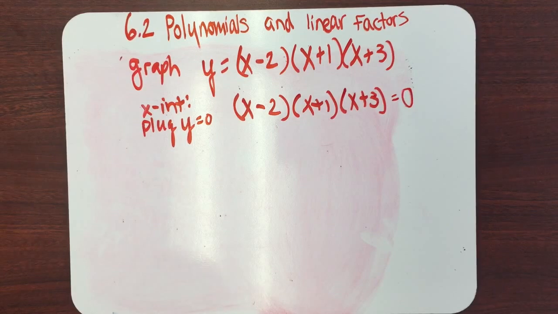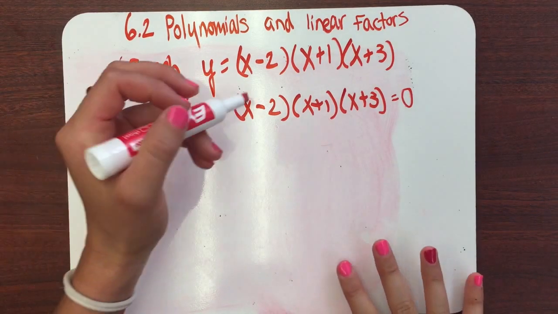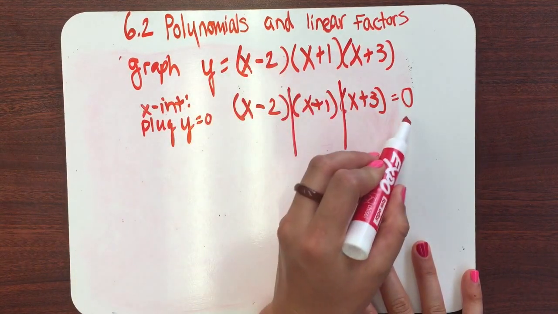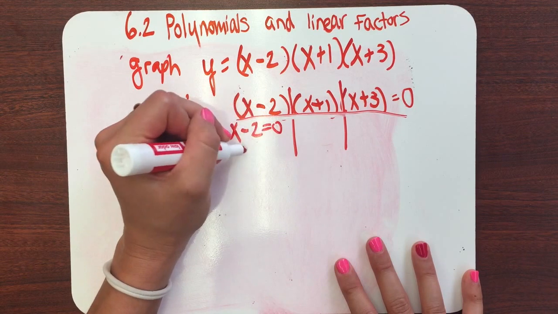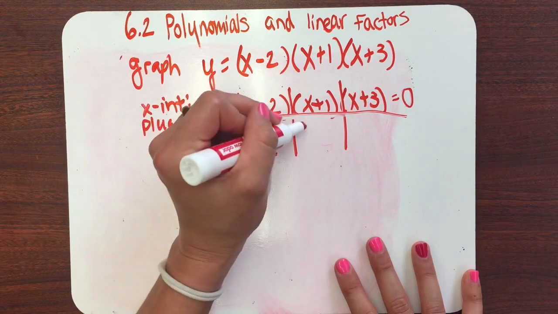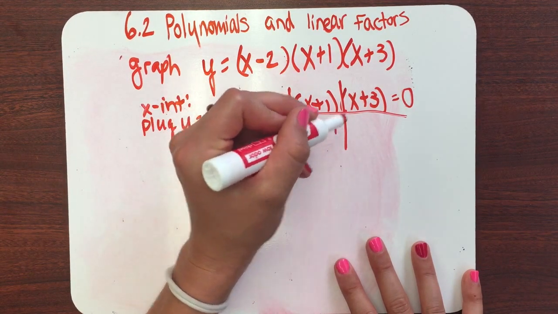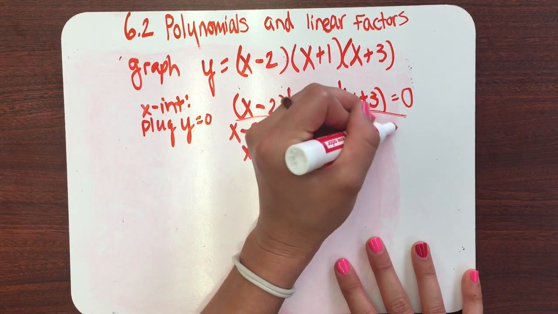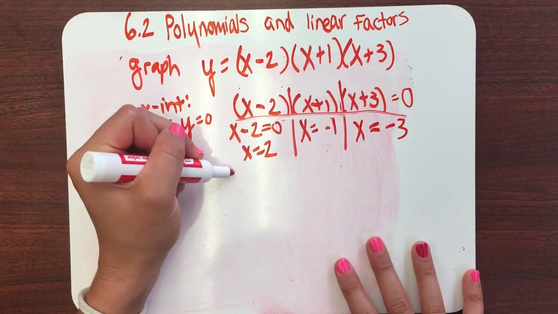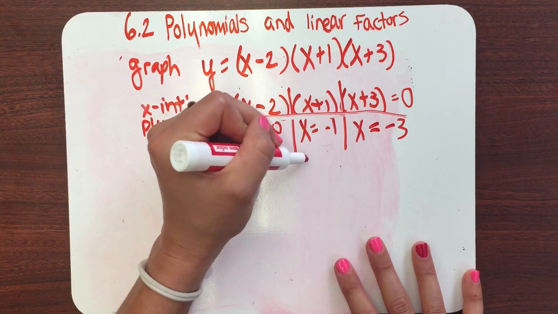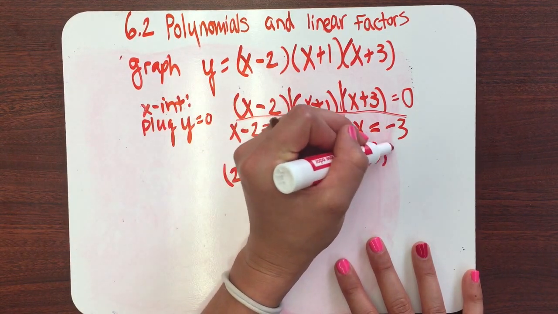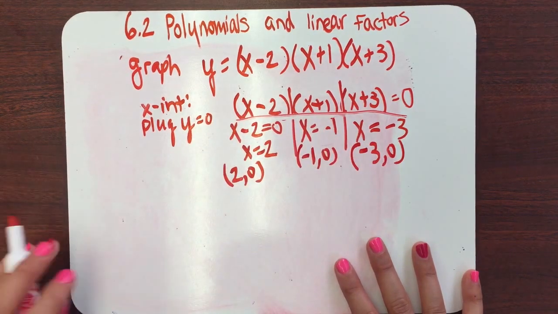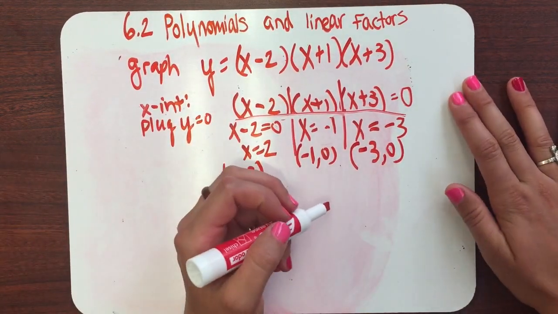Since this is in factored form, it will be easy to find the x-intercepts. We're going to set each binomial equal to 0 and solve for x. So we have 3 x-intercepts. The points are 2, 0, negative 1, 0, and negative 3, 0. So we can start graphing this already.